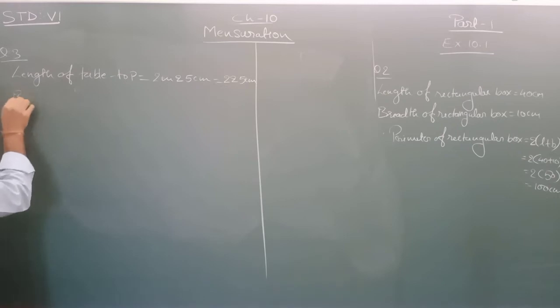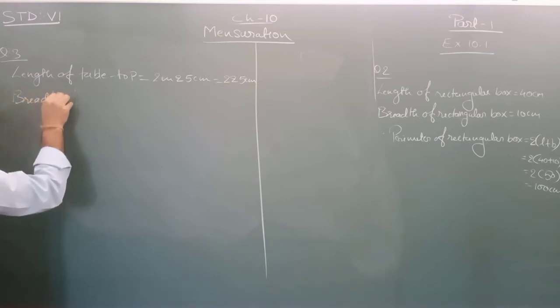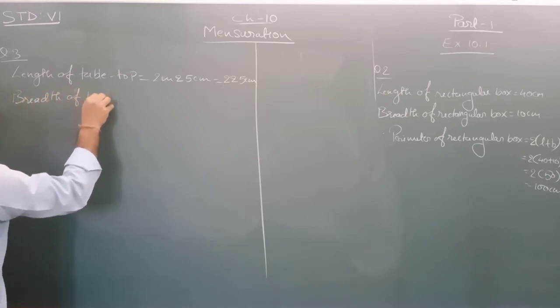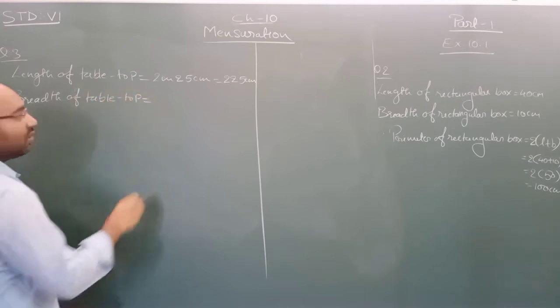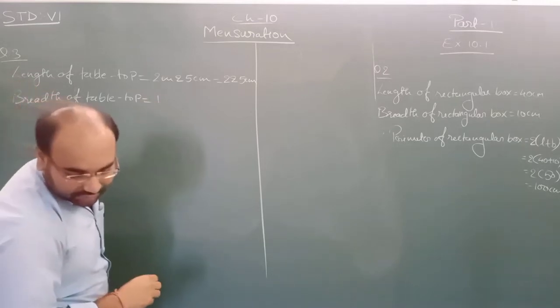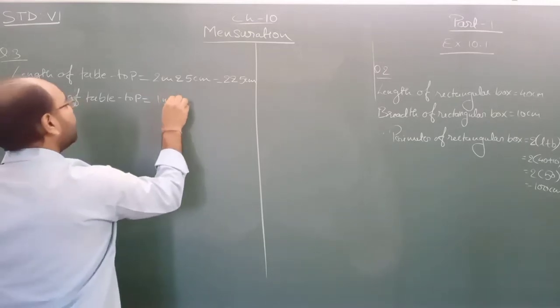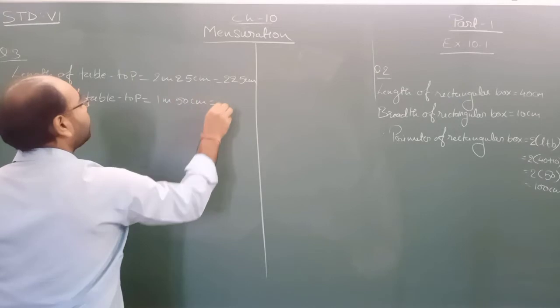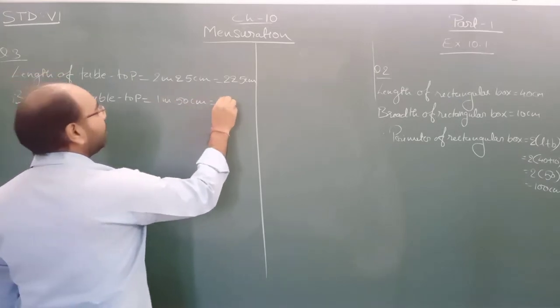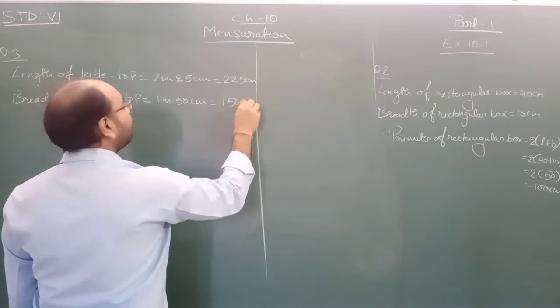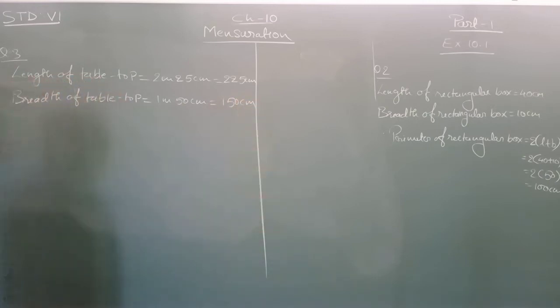Same way, breadth is also given. Breadth of tabletop is equal to what? 1 meter and 50 centimeter. So that will again come: 1 meter is equal to 100 centimeter plus 50. So 150 centimeters that we will get.